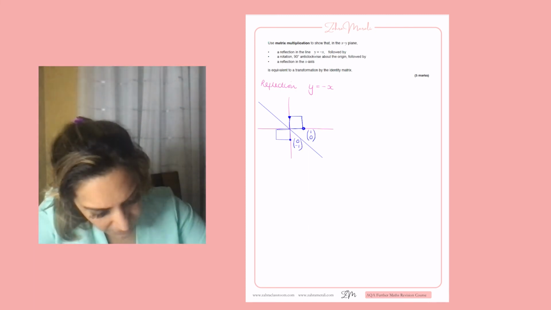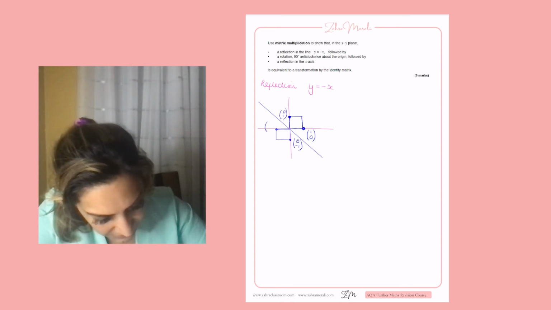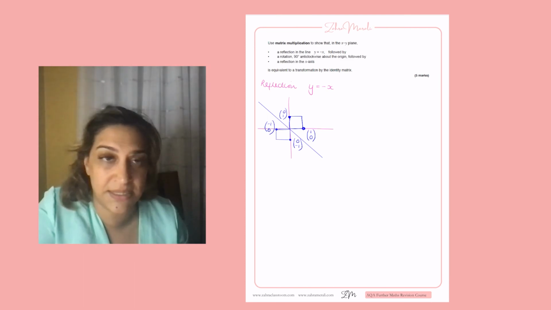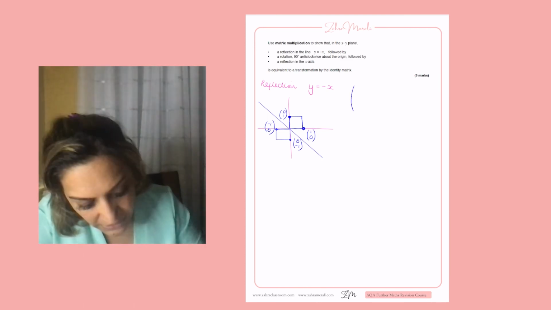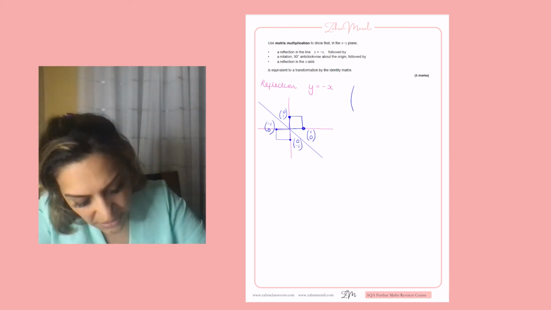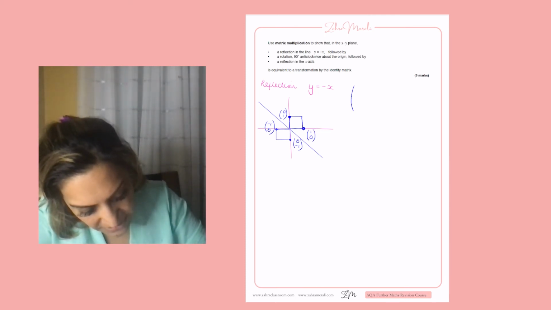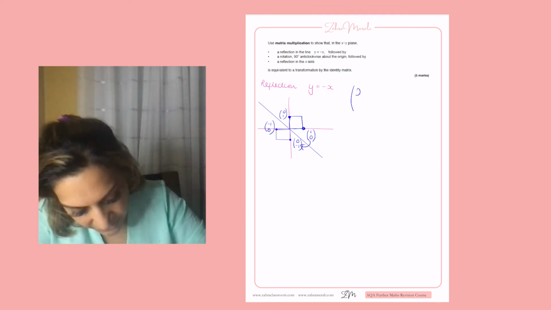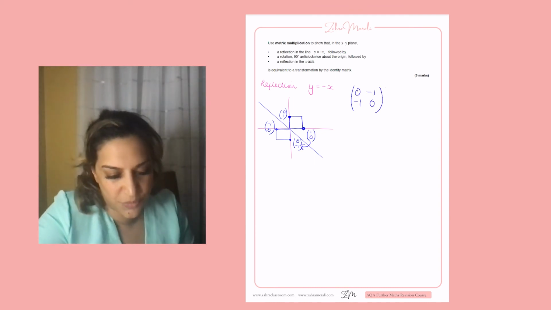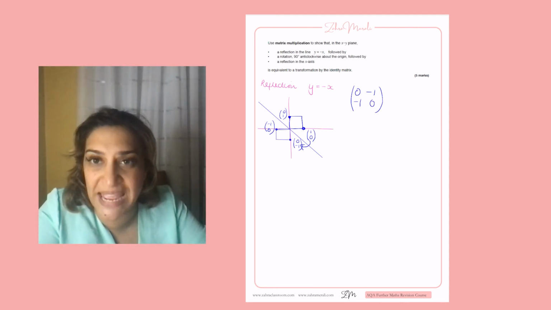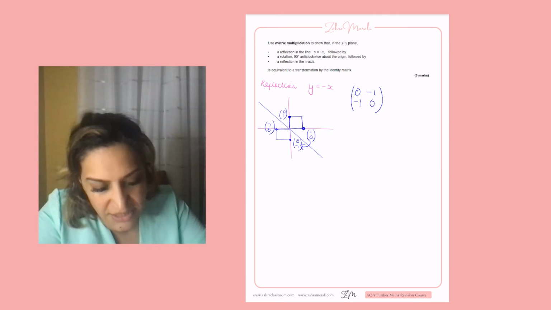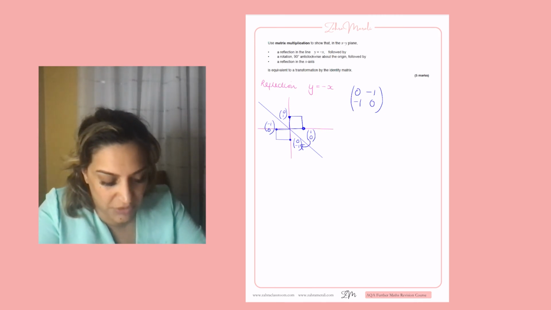And this point here, which is 0, 1, is going here and becomes -1, 0. So actually, the reflection in the line y equals -x results in a matrix where this becomes this, so that goes here, and this one goes here. So that's your reflection in y equals -x. We've got a rotation of 90 degrees anti-clockwise about the origin.